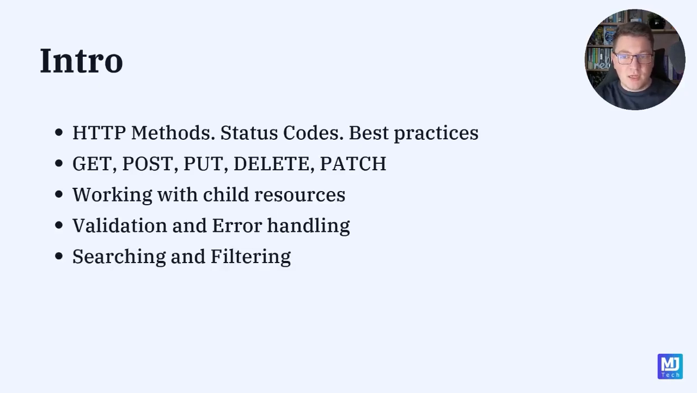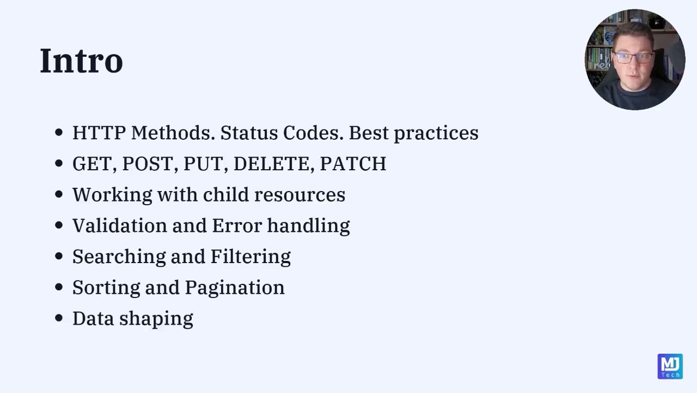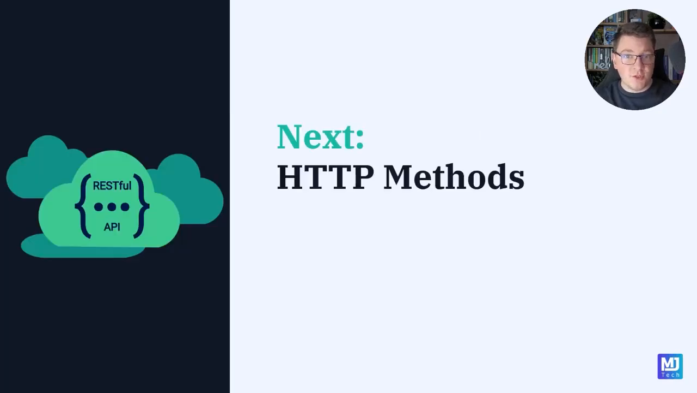Then we're going to cover a couple of topics that relate to querying our REST API, and these are going to be searching and filtering our resources, implementing support for sorting and pagination of our API responses, and we're going to finish off with a lesson about data shaping, where I'll show you how you can implement support for your clients to dictate what the response of the API should look like. So that's it for this brief introduction. Now let's move on to our next lesson, where I will talk about HTTP methods.